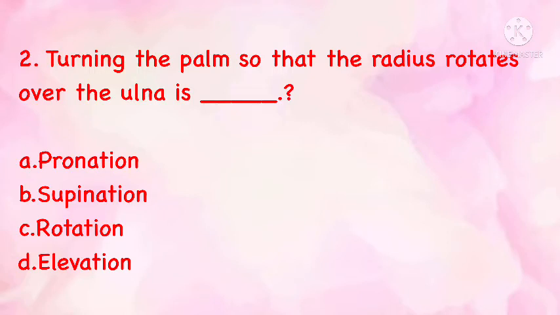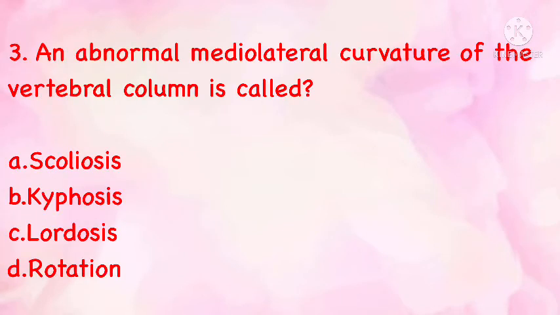Turning the palm so that the radius rotates over the ulna is pronation, supination, rotation, elevation. The correct answer is A. Pronation. An abnormal mediolateral curvature of the vertebral column is called scoliosis, kyphosis, lordosis, rotation.